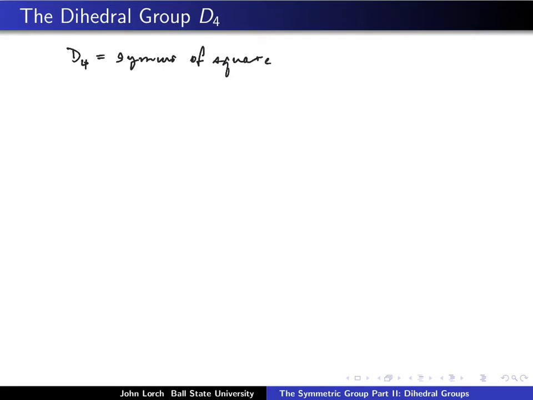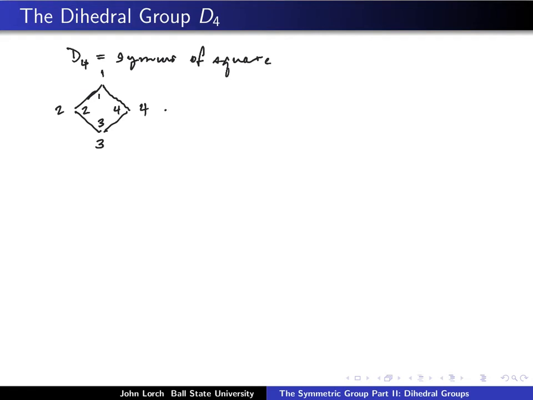Now, unlike D3, D4 is not going to be all of S4. So let's take a look at the things that will lie in D4. We're going to take a look at a square here, and it'll have home positions 1, 2, 3, and 4 that will stay the same always. And then we're going to label the corners. And these labels are movable depending on how we move the square.